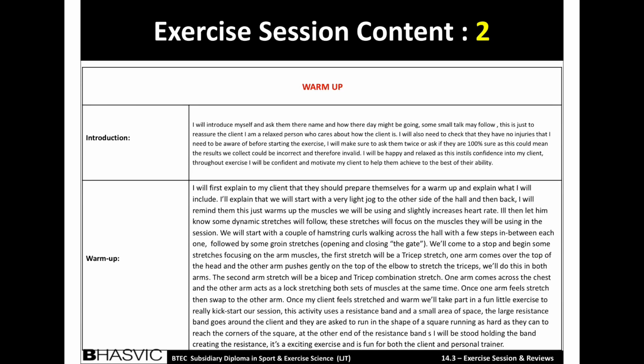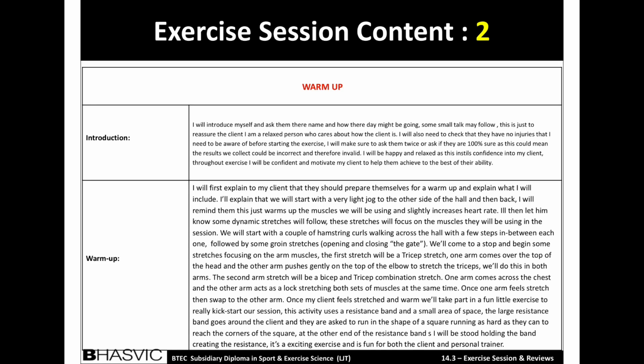Then we have the warm-up, an introduction before the warm-up. I will introduce myself and ask them how their day might be going. Some small talk may follow. This is just to reassure the client that I'm a relaxed person who cares about how they are and how their well-being is. I'll also need to check that they have no injuries that I need to be aware of before starting the exercise.